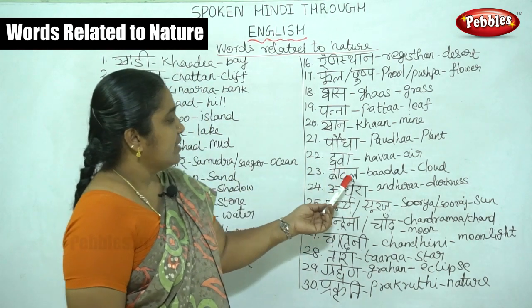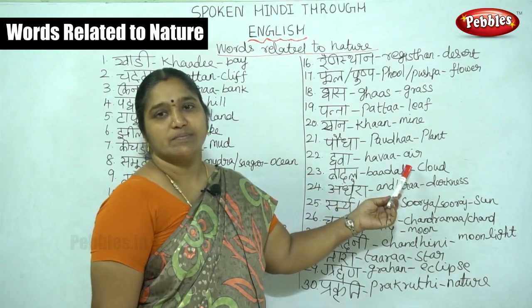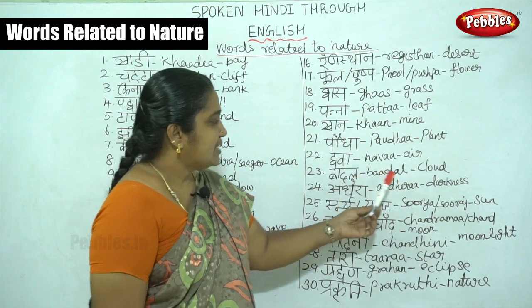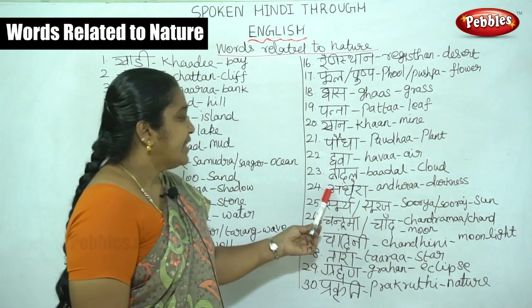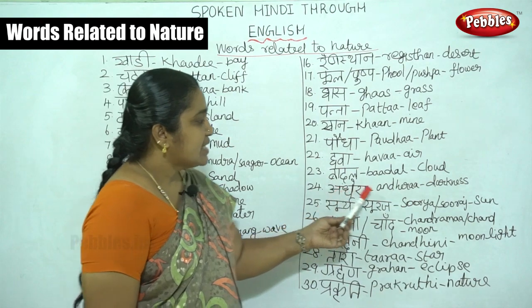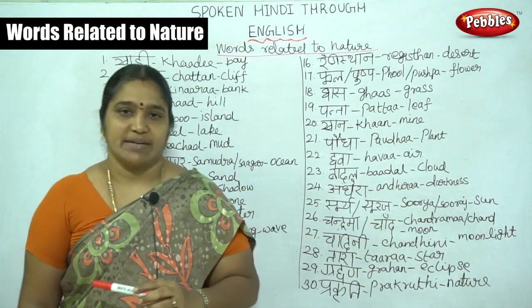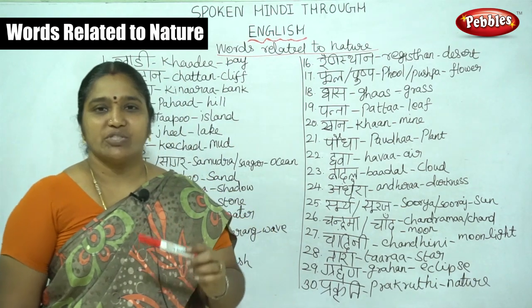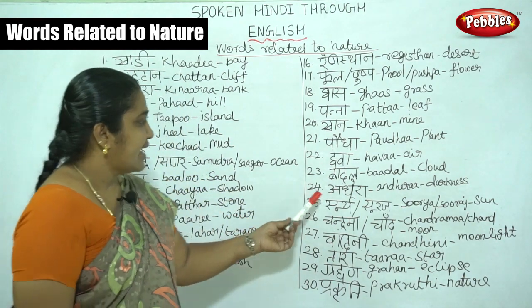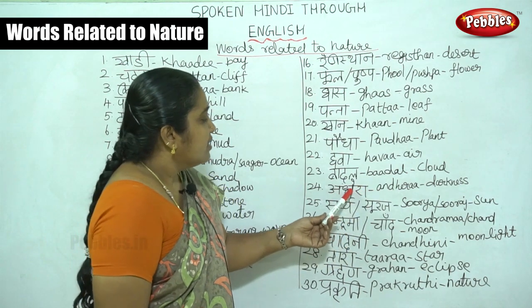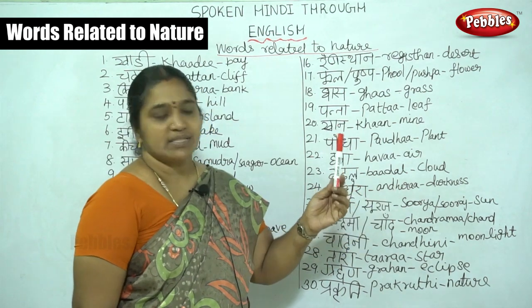Then badal. Badal is cloud. Here andhera. Andhera is darkness. Bachche andhere se darte hain means the children are afraid of the darkness.